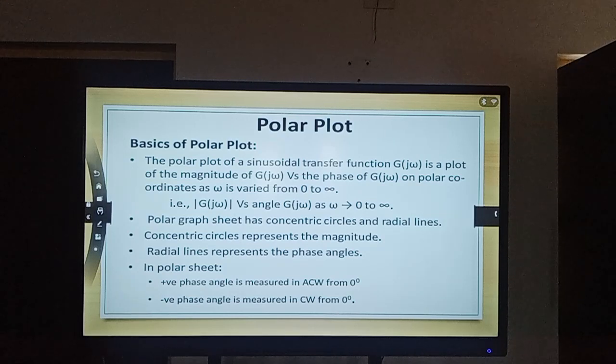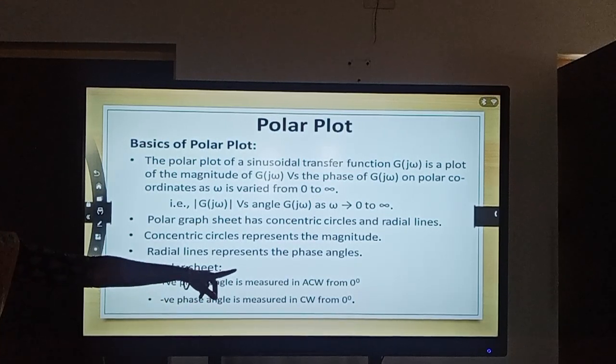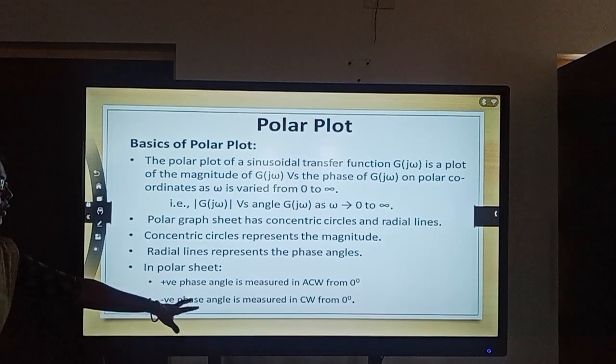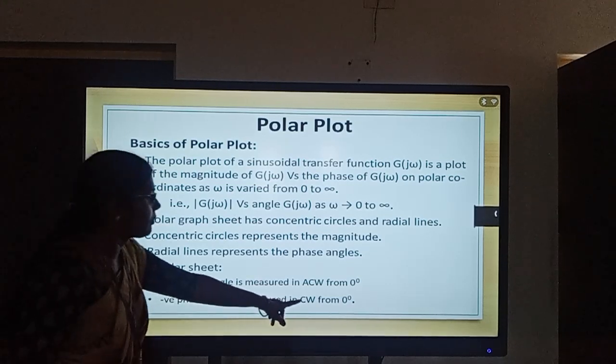We know that it is G of j omega, with the magnitude of G of j omega as well as the phase angle of G of j omega, where omega ranges from 0 to infinity. One more thing in polarity: the positive phase angle is measured from 0 degrees, and the negative phase angle is measured clockwise from the 0 degree.